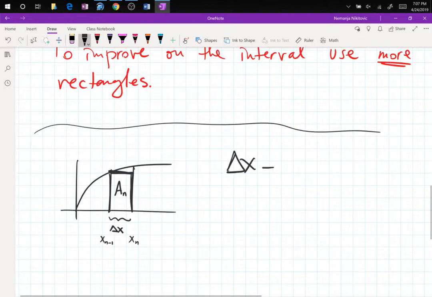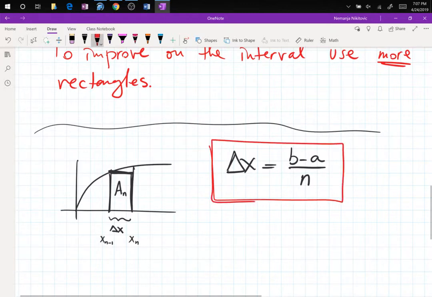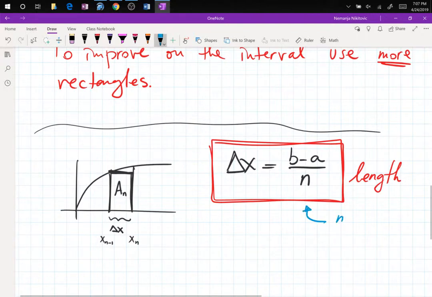Delta x is b minus a over n. This formula is your length. So n is the number of rectangles, and a and b are your interval. We had the interval 0 to 4 to calculate for our root. So n is the number of rectangles.